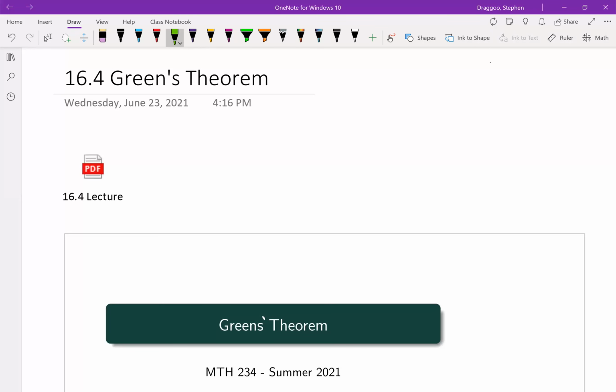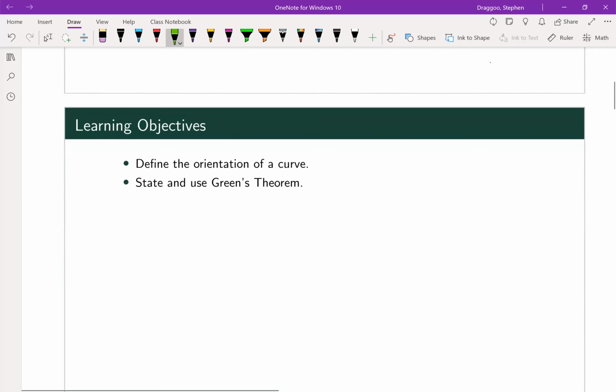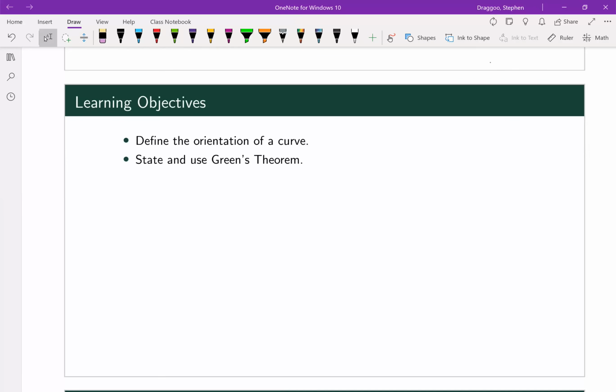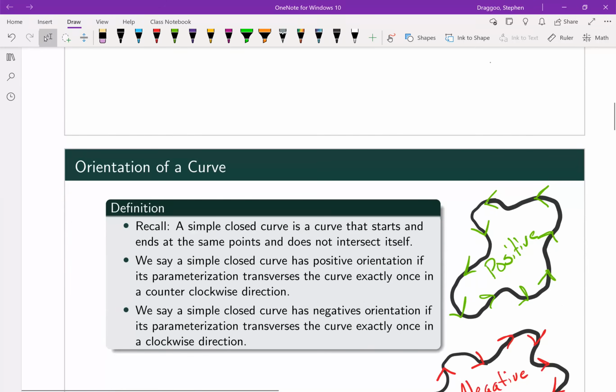All right, let's take a look at section 16.4, which covers Green's theorem. Start off by looking at a couple of our learning objectives. We want to define the orientation of a curve first, which means we'll revisit what we mean by a curve. And then we're going to get right into Green's theorem, which we'll see is just a bundle of joy. So starting with the orientation of a curve.